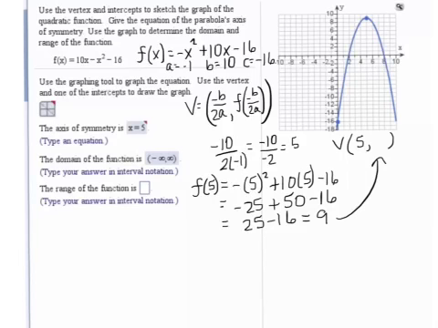Because remember, we could write y equals instead of f of x equals. They mean the same thing. So 9 is the y part of our vertex. And that's what we have graphed up here. We go to the right 5 and up 9. There's our vertex. Now we need another point in order to graph it.